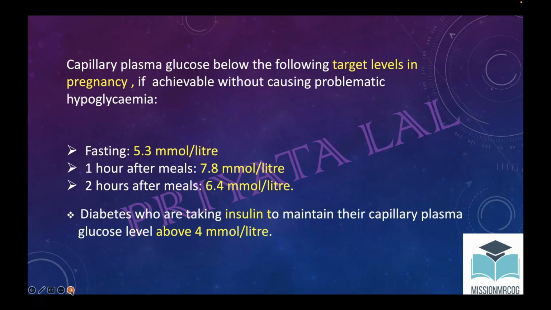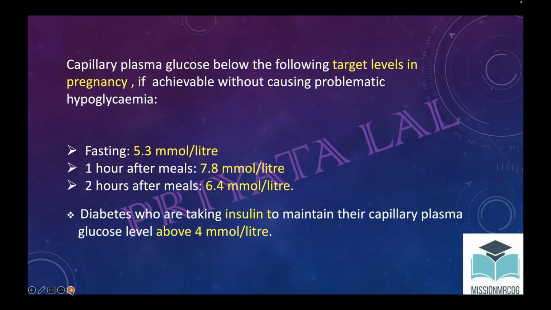Because you have to give some idea to the patient about how much level she has to achieve. So these are the targets. No excuse, you have to remember these numbers. So fasting is 5.3, and 1 hour 7.8, and 2 hours 6.4.